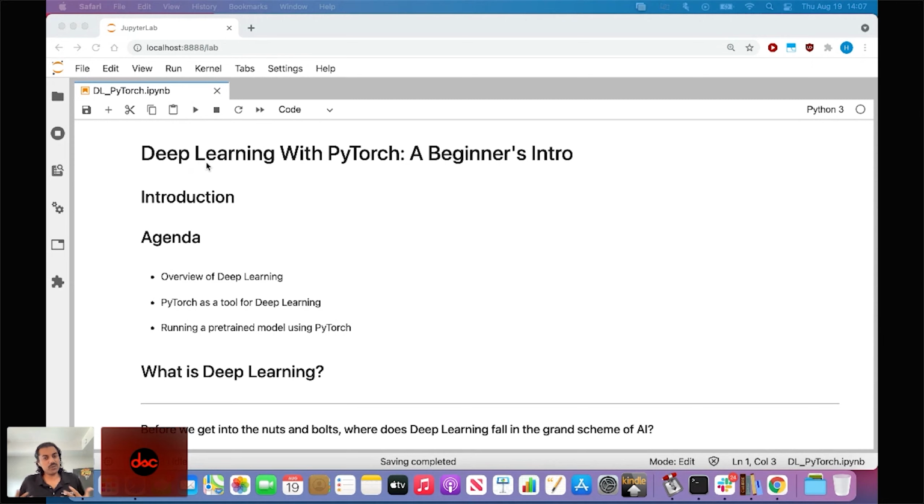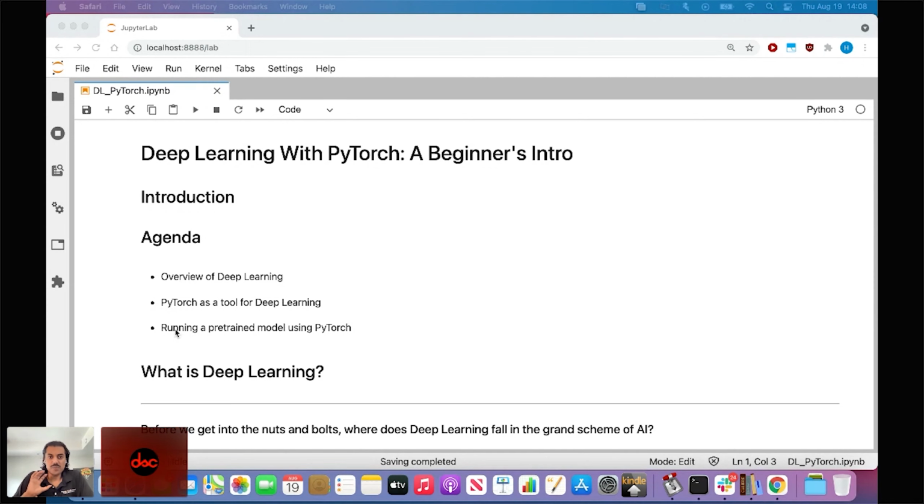So what I really want to do here today is talk about deep learning at a very high level, in a very general sense. Then I'm going to introduce PyTorch and why PyTorch is such a great tool to execute deep learning. And finally, I want to show you a pre-trained model using PyTorch.